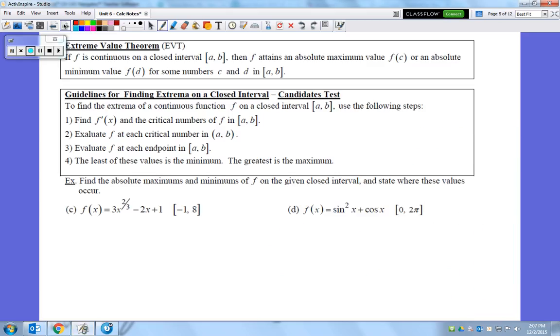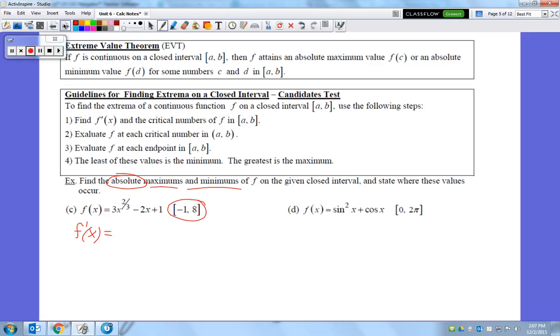Candidates test. All right, let's do now these, and we'll do these together because I want you to see how you'll do it by hand. Okay, so no calculator for these. All right, I see absolute mins and maxes. I see endpoints, so immediately I'm going to go to candidates test. That's my go-to. That's my memorized process already. Okay, so first of all, let's derive.